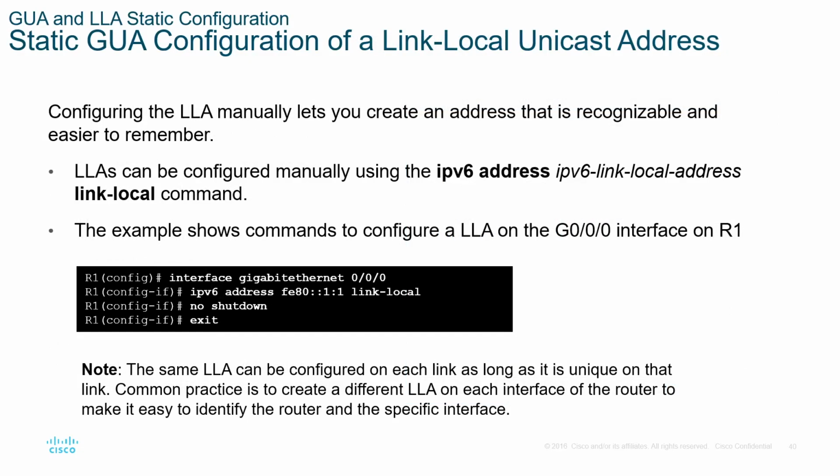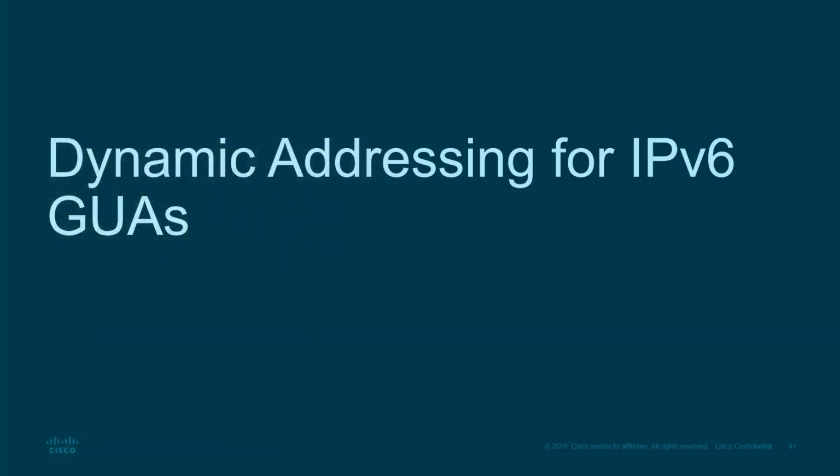Configuring the LLA manually lets us create an address that is recognizable and easier to remember, because after all, we just basically gave it ourselves. Now, the LLAs can be configured manually using the IPv6 address, the same way. The only difference between the LLA assignment and the standard IPv6 address assignment, the GUA, is that we type in the keyword link-local in front of the IPv6 address when we're configuring it to be a link-local address.